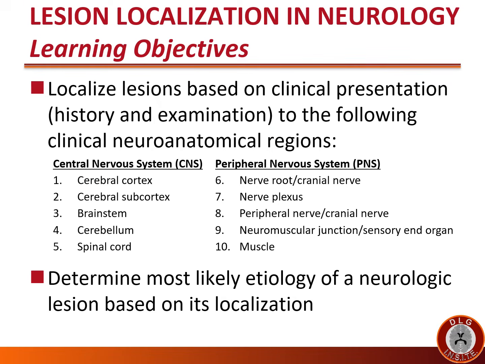The learning objectives for lesion localization in neurology are: 1, to localize lesions based on clinical presentation, that's history and exam, to one of the 10 clinical neuroanatomical regions, the 5 central nervous system and the 5 peripheral nervous system locations, and to determine the most likely etiology of a neurologic lesion based on its localization.